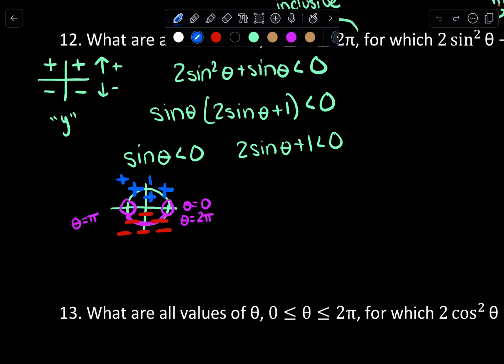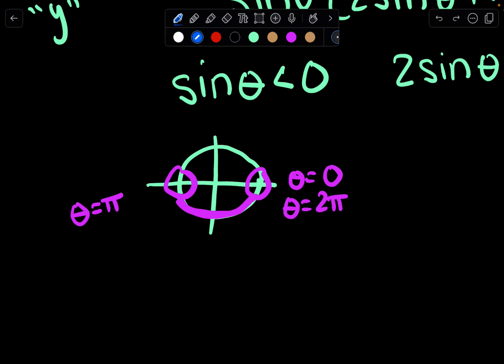Actually, what'll make more sense, and I thought about this teaching it this year, is I'm going to draw them along the unit circle themselves. So positive, and then these solutions will be less than 0.